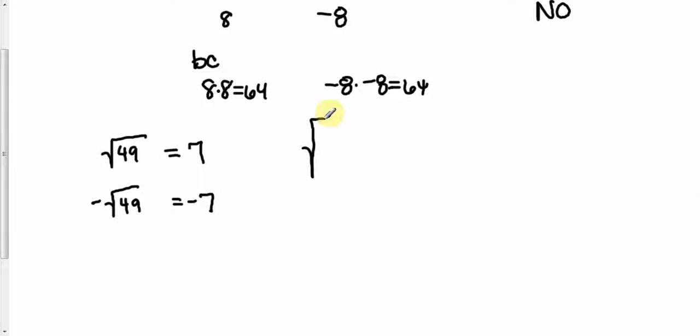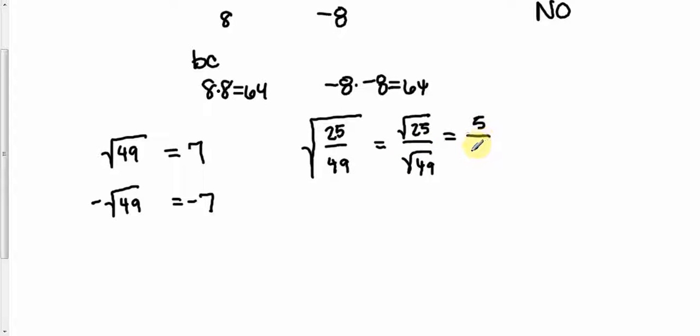If they ask you to take the square root of a fraction, students have a hard time with this for some reason when they first see it. But it simply means take the square root of the numerator and the square root of the denominator, okay? What's the square root of 25? So this means the square root of 25 over the square root of 49. What's the square root of 25? 5. What's the square root of 49? 7. So that answer is 5/7.